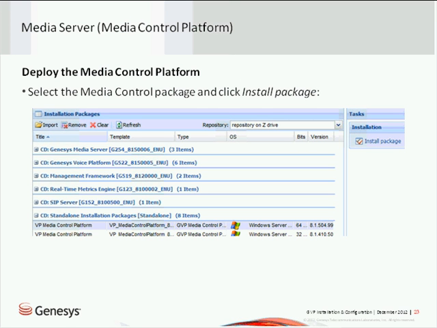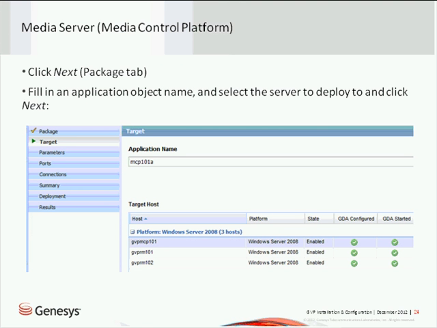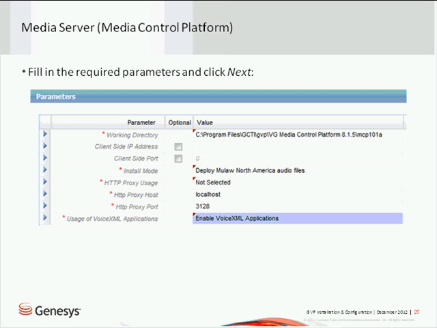It's basically the same as before. We'll pick the package you want, click on install package, and we have the same basic screen. So you fill in an application name, pick the server you want to deploy it to. You'll be asked to fill in a few more parameters. So the working directory and the client-side stuff is the same as before.